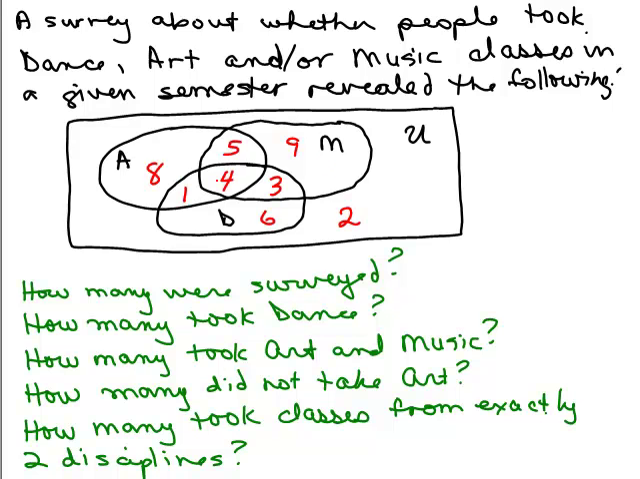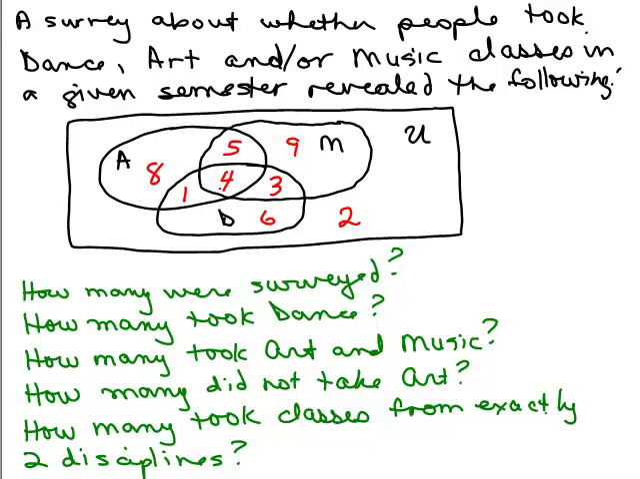The one in the middle here, 4, they're actually in part of the circles for the A, M, and D, art, music, and dance. They must have taken all 3 classes, etc. So try doing this on your own first by putting the video on pause, and then I'll go through it with you.